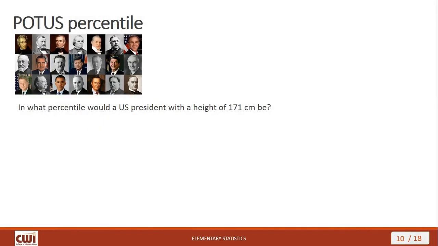What do we do if our data isn't already sorted? Well, let's look at an example to illustrate. Let's go to our Presidents of the United States files, and clearly the height of the Presidents of the United States as they served in office is not sorted from lowest to highest. So we're going to have to do that to figure out what percentile a U.S. President would be in with a height of 171 centimeters.